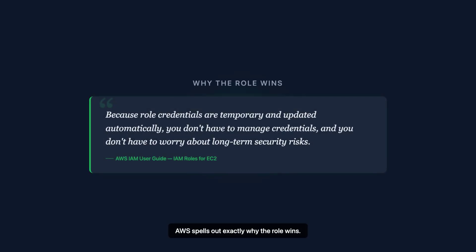Amazon Web Services spells out exactly why the role wins. Because role credentials are temporary and updated automatically, you don't have to manage credentials, and you don't have to worry about long-term security risks. Temporary and auto-rotated. That's the whole reason a role beats a stored access key.